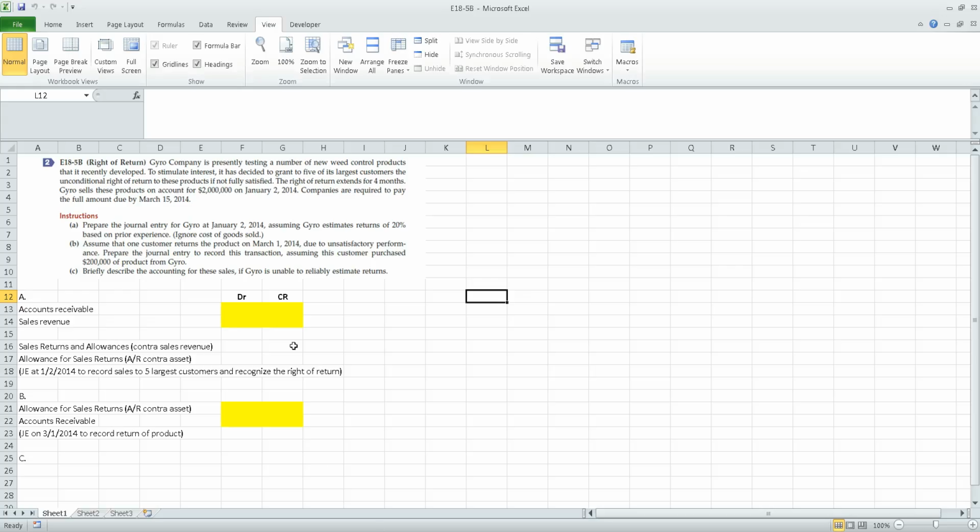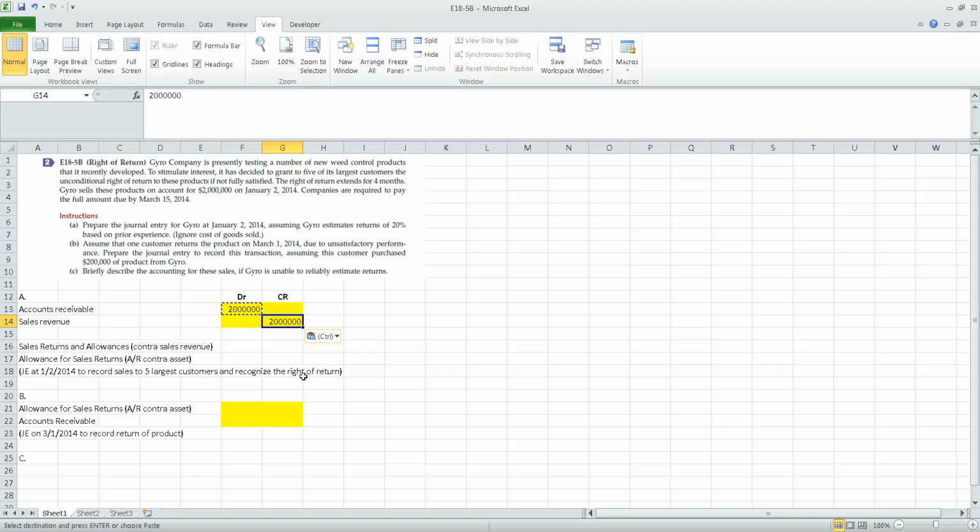So if we go back and look at the facts of the problem, we'll see that we're told specifically here that the selling company, Gyro, is able to estimate the likelihood of return on these sales and estimates that likelihood at 60%. So that 6th condition has been met. Again, by assumption, we're assuming that conditions 1 through 5 have been met. So it's appropriate for us to go ahead and recognize the sales revenue at the time of the sale. So we're going to debit accounts receivable for the amount of the sale, and credit, of course, sales revenue for the amount of the sale.